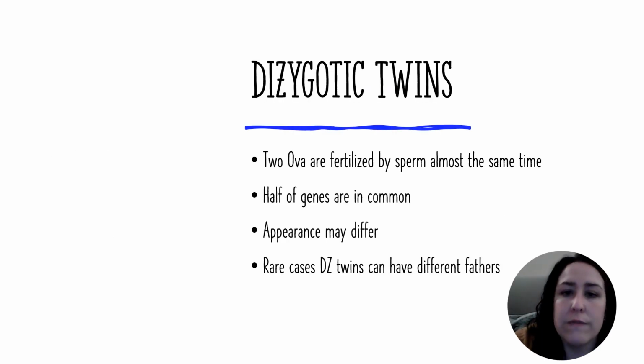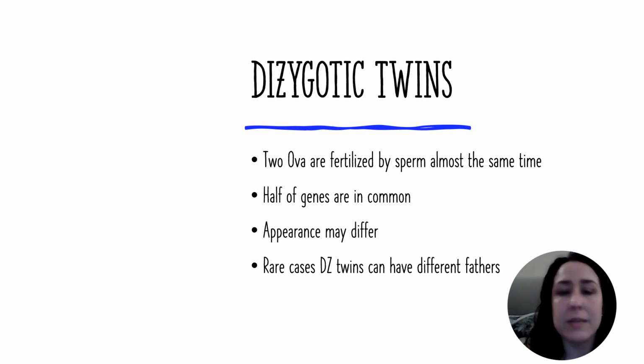Fraternal twins are when two ovas are fertilized by two different sperms at the same time. They share half their genes, so they're half and half, pretty much 50-50. They don't share the exact same genes.